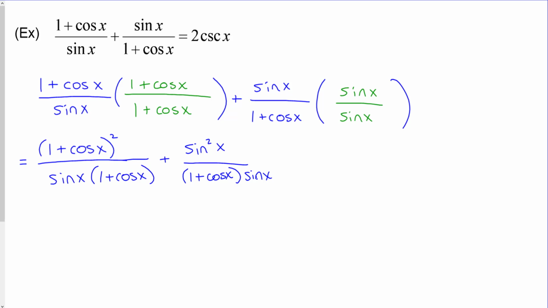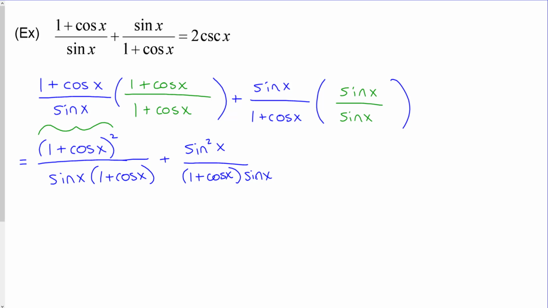Let's see where to go next. Now, this 1 plus cosine x quantity squared, this is a binomial that is squared that I could work with. The reason I'm going to choose to do that is because if I multiply that out, I'm going to get a cosine squared term, and I already have a sine squared in the other numerator, so those are probably going to work into a Pythagorean identity.